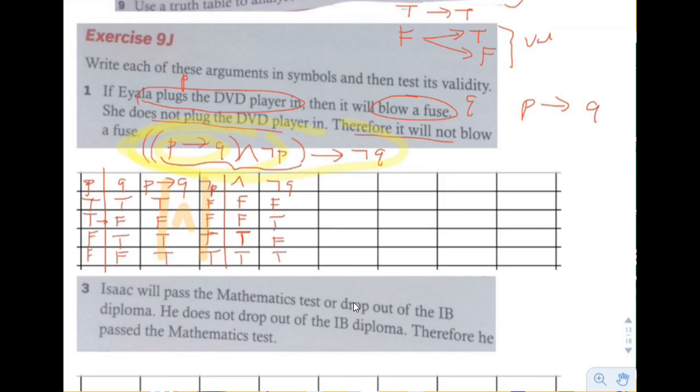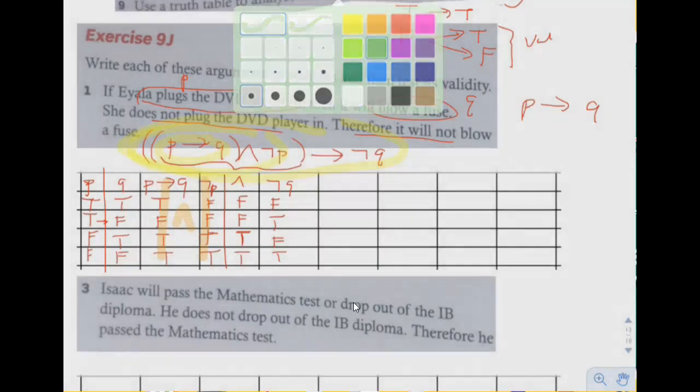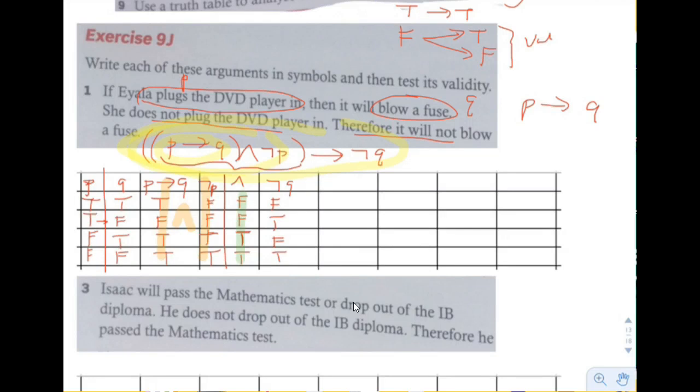Okay, and then let's check. Does this imply this? And so let's see. Does false lead to false? Well, when the left side is false, we don't care what happens to the right side. So if the left side is false, everything is true. What about when the left side is true? We expect the right side to be true also. So this is okay, but this is invalid. Okay.